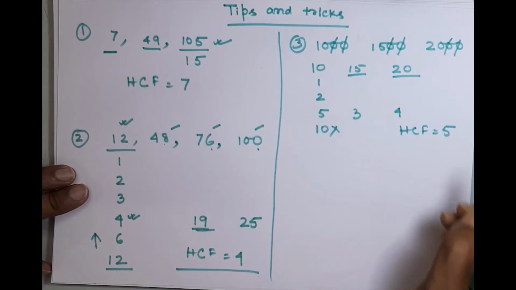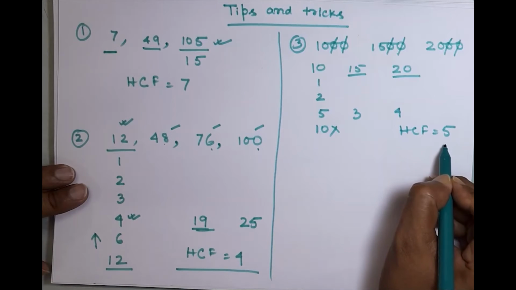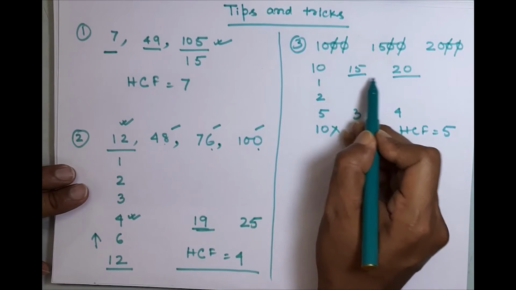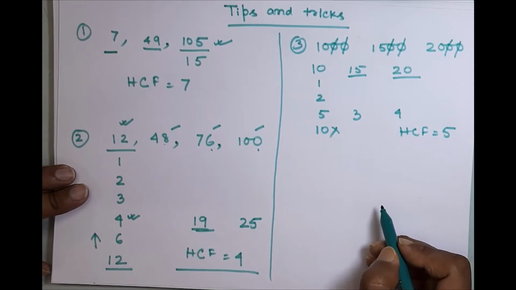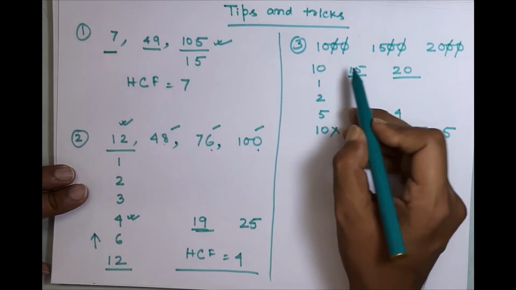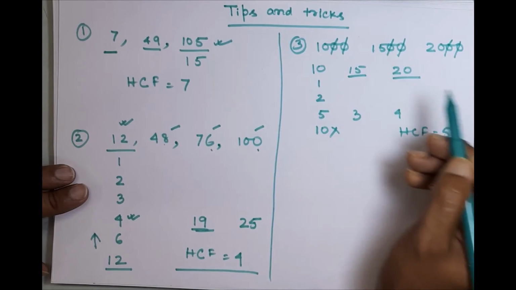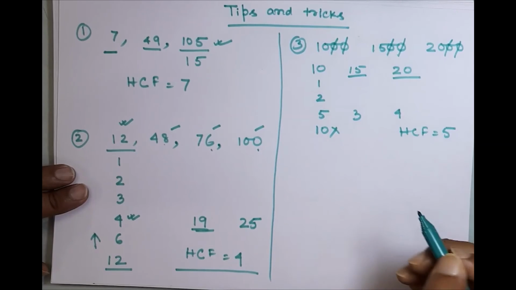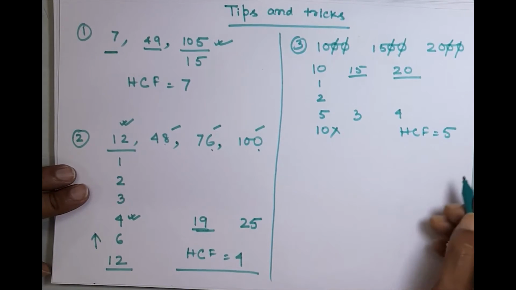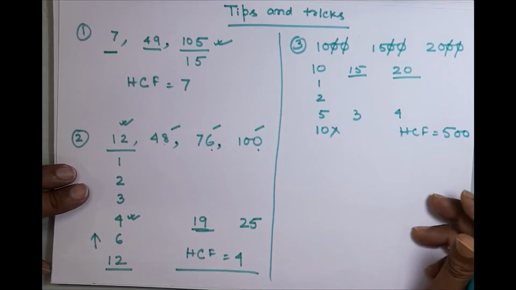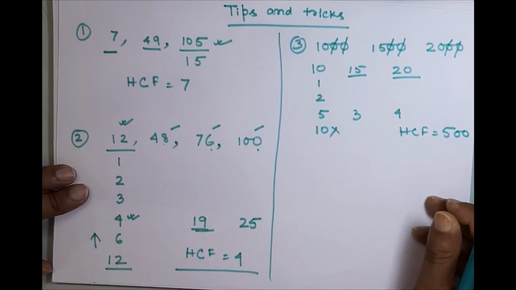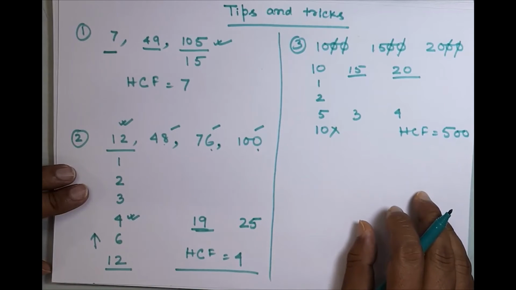So hold on, this 5 is the HCF of 10, 15 and 20, but these are not our actual participating numbers. Our actual participating numbers are 1000, 1500 and 2000. So we have struck out 2 zeros which you need to add back here. So 500 becomes your HCF for 1000, 1500 and 2000. Okay, so this is another tip and trick for HCF.